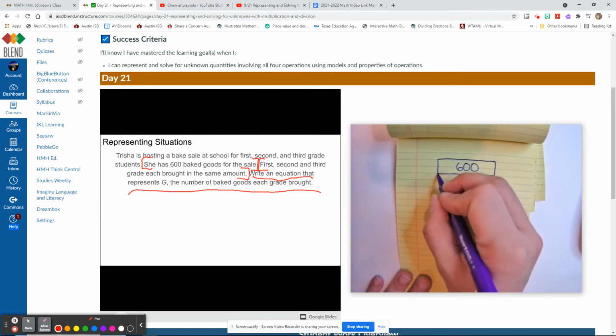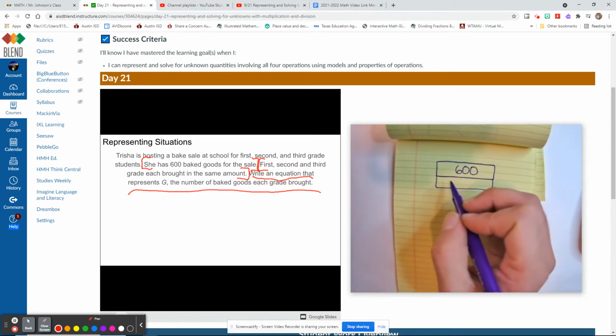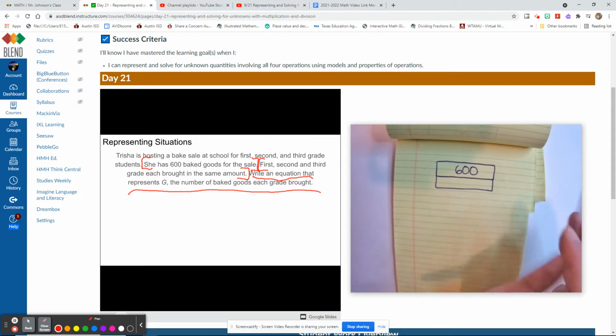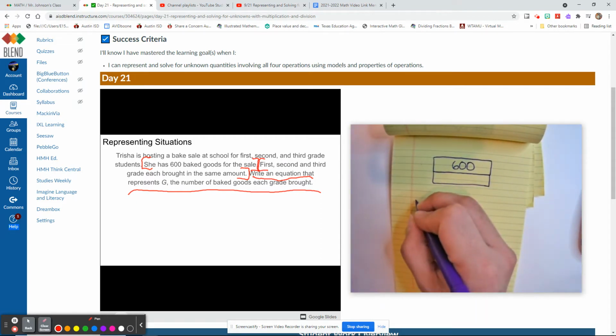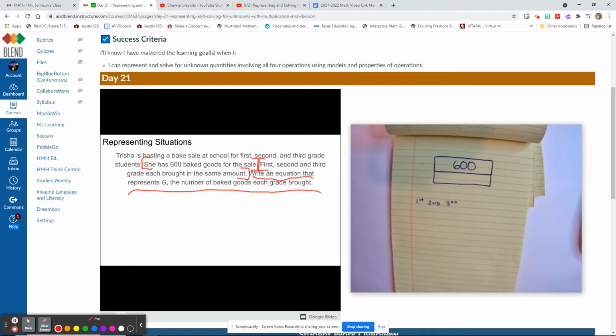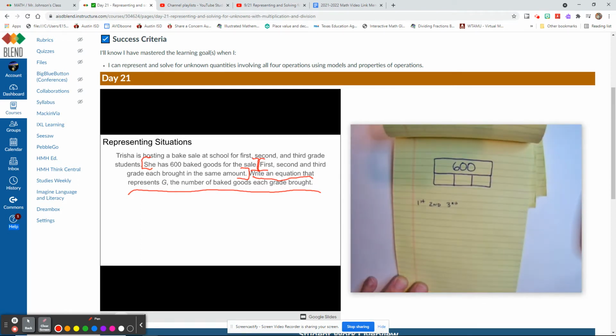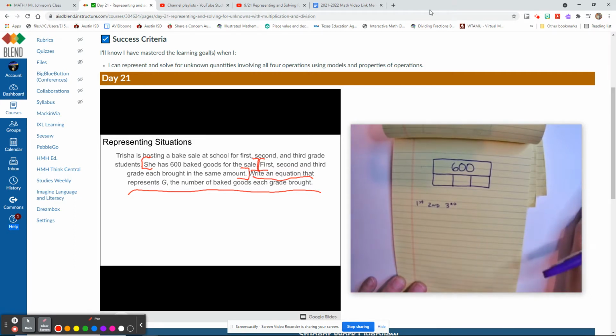All right. So here's our strip diagram. So our whole amount is 600. Now, how many grades helped Trisha? Well, it sounded like first grade, second grade, and third grade helped. All right. So how many groups is that? 3 groups. So what we're doing is we're making a strip diagram with 3 groups. Each one of these groups represents one of the grade levels. Now it says that each grade level brought in the same amount.